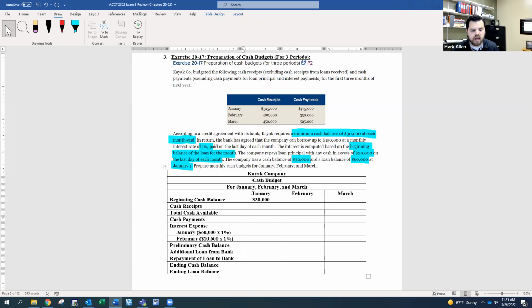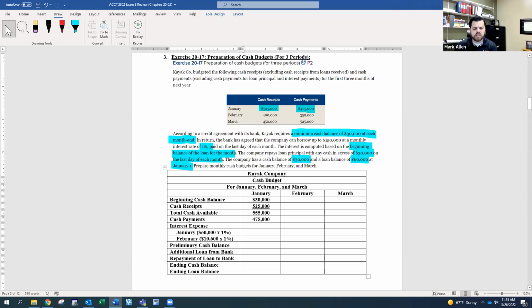Now, at this point, we'll need to consider a couple of things. We'll need to grab our $525,000 in cash receipts, and that'll just drop right here. So we'll go ahead and do that. It gives us a total here of $555,000. Now our cash payments, in this case, are going to be $475,000. Now that, once again, is just coming from the given information that we have right here.